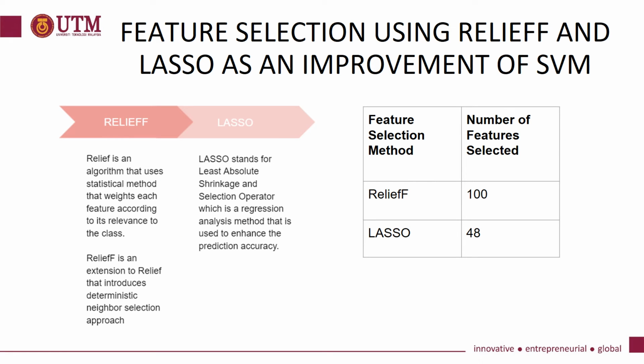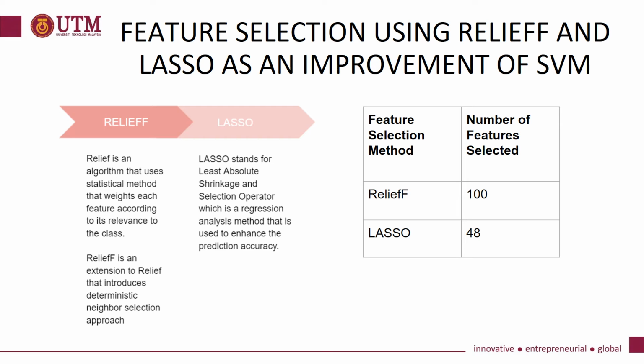Feature selection is the process of selecting the characteristics that contribute the most to the prediction variable. In this study, feature selection is used to improve the result of SVM classifier since the classifier has obtained the best result among other classifier used. Lasso and Relief F are chosen as the feature selection method. Relief is an algorithm that uses statistical method that weighs each feature according to its relevance to the class. Relief F is an extension to Relief that introduces deterministic neighbor selection approach. It works by calculating a feature score for each feature, which can be applied to rank and select top scoring feature for feature selection. The number of features selected are 100 for this method.